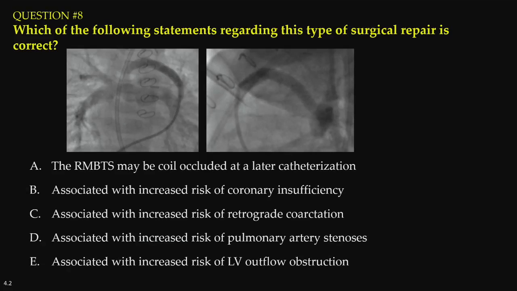Okay, so your options are: A, the right modified BT shunt may be coil occluded at a later cath. B, the surgery is associated with increased risk of coronary insufficiency. C, associated with increased risk of retrograde coarctation. D, associated with increased risk of pulmonary artery stenosis. Or E, associated with increased risk of LV outflow obstruction. Okay, so the correct answer is D.